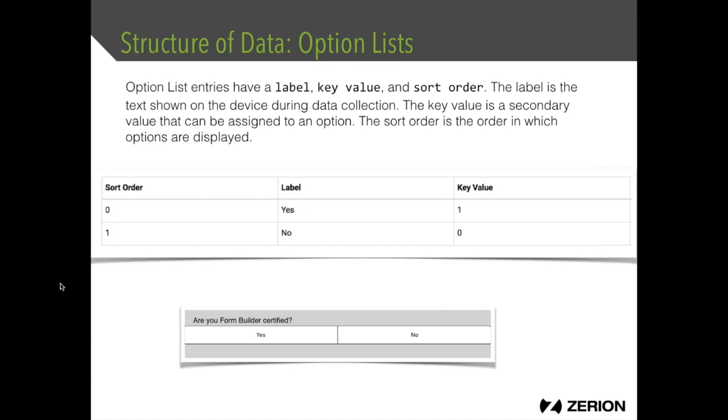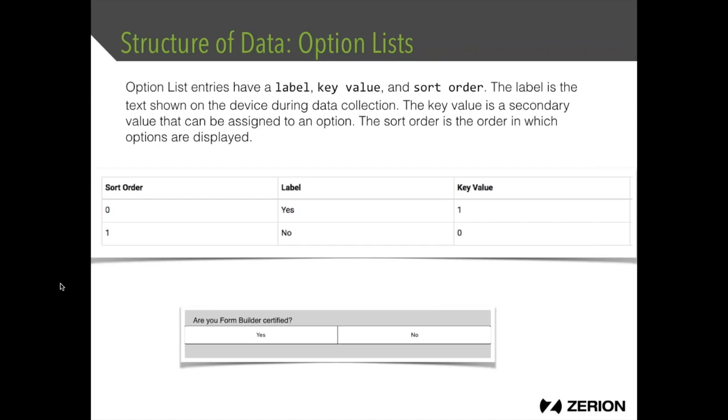Now, within an option list, each entry is going to have three primary properties. That's going to be the label, the key value, and the sort order. The label is very similar to what we had with elements before, where that's going to be the text that's outward facing to the data collector. So that's what they will see on their mobile device.